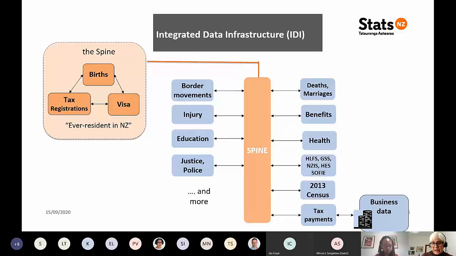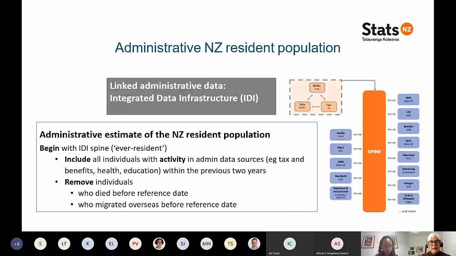And so that's what all the linked data looks like. And we use that as the basis for selecting a New Zealand resident population at a given time. So we start with all the people in the spine, and then we have quite a lot of activity data available. So we look to see individuals who, for example, have paid tax, have received benefits, have been to the doctor or have been in hospital, have enrolled in education.